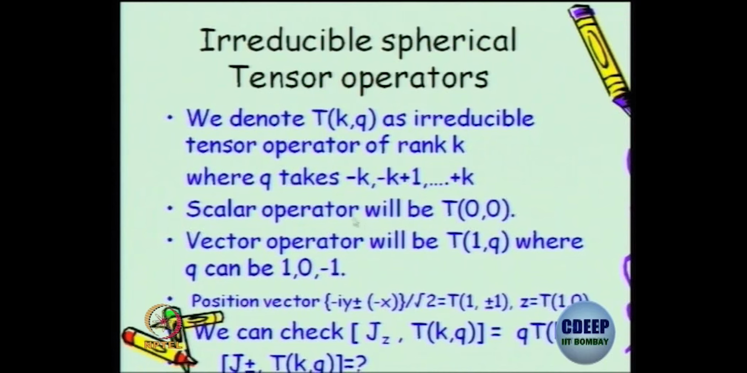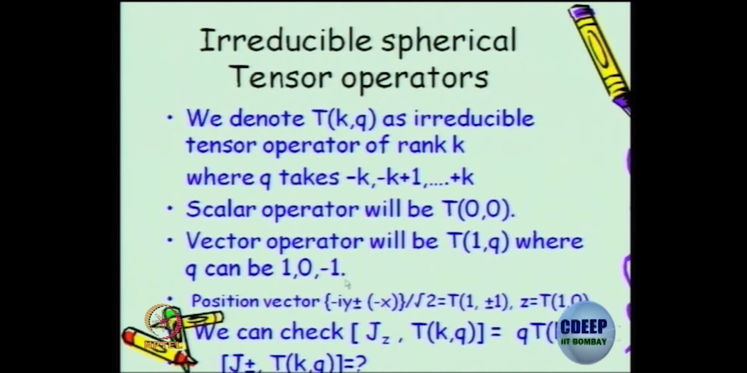For example, the familiar scalar operator can be called a tensor of rank 0. Once it is rank 0, the q will also be trivially 0, so it is just one component. If I take a vector operator, it will be called a rank 1 operator, and q will take values minus 1, plus 1 and 0. Is that right? According to the definition which I have given in the first bullet.